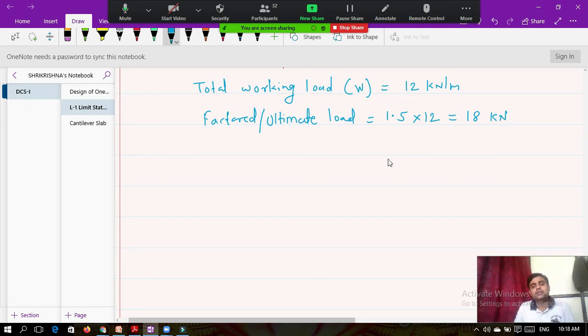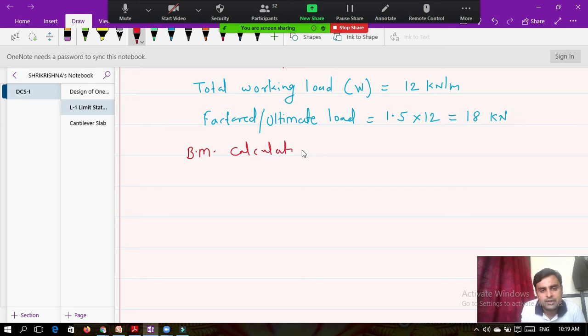Now once we know the span and we know the load, we must calculate the bending moment. Here I will write bending moment calculation. So how to calculate the bending moment? Bending moment is equal to WL square by 8. This is the maximum bending moment for which the beam can be designed. Here we will take the ultimate load, and here we will take the effective span.